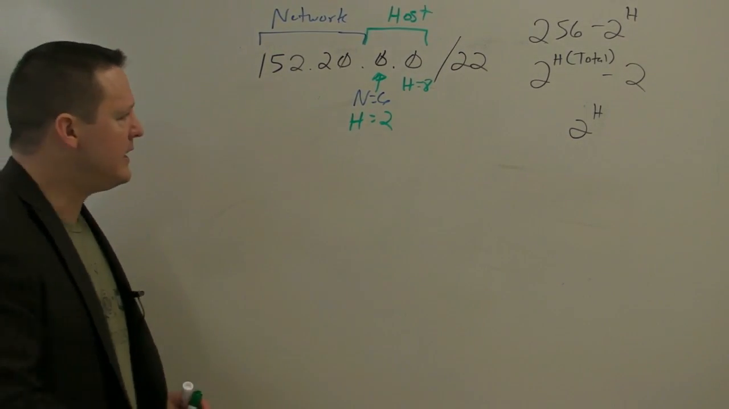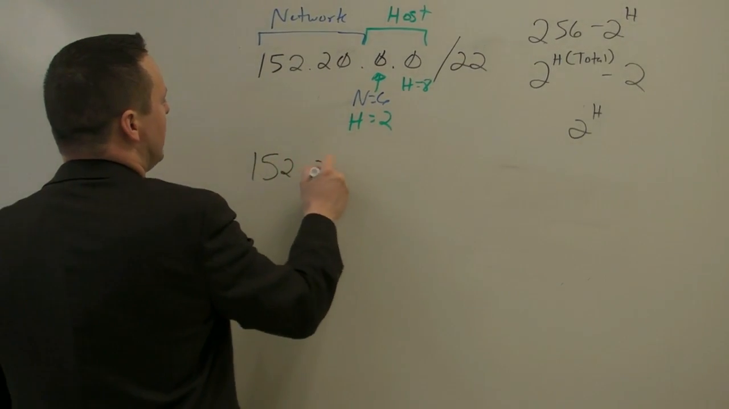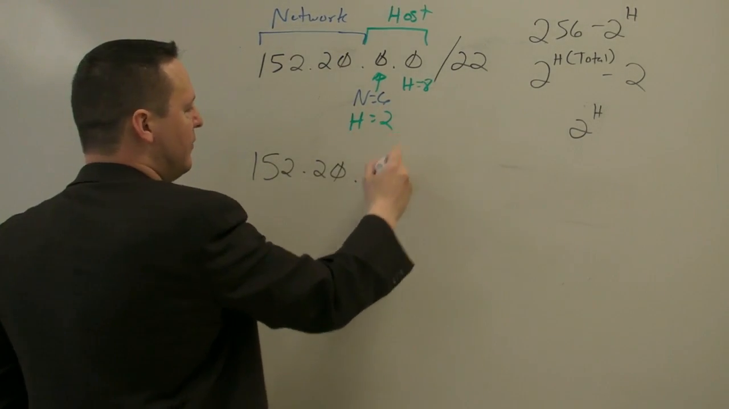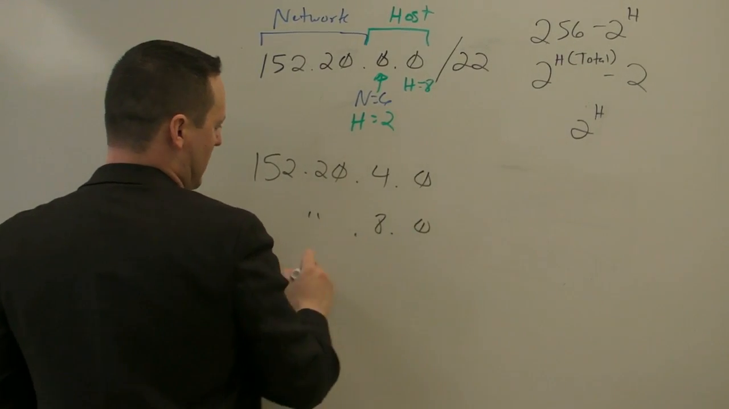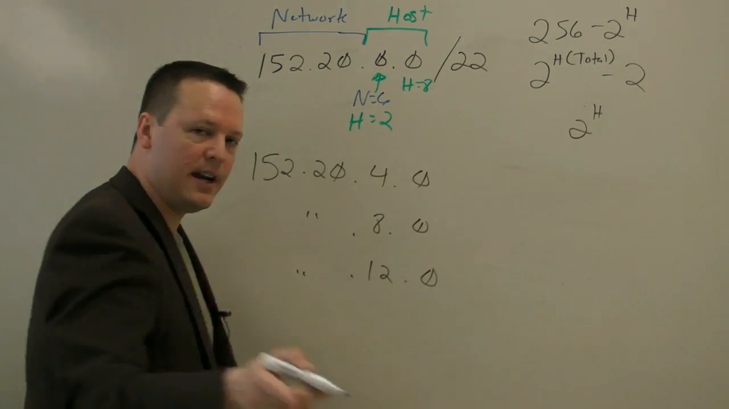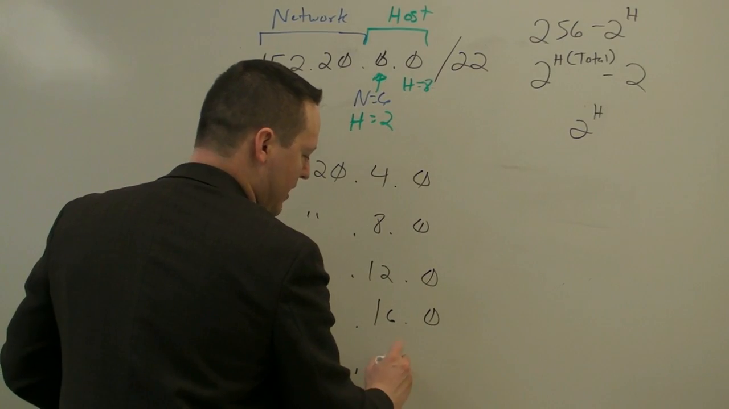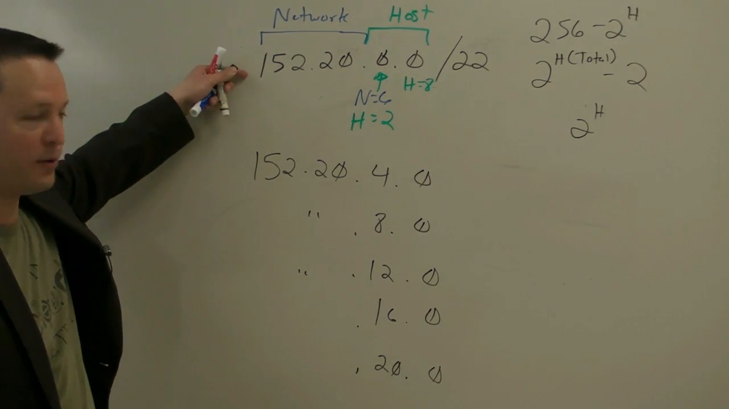What are my new net IDs? Well, the next one will be 152.20.4, since 2 squared is 4. And then the next one will be 8, then 12, not 16. We're not doubling it, we're adding it. Then 16. And then you get a 20 even down here, etc. Until you come up with 64, starting with this one being the first one.